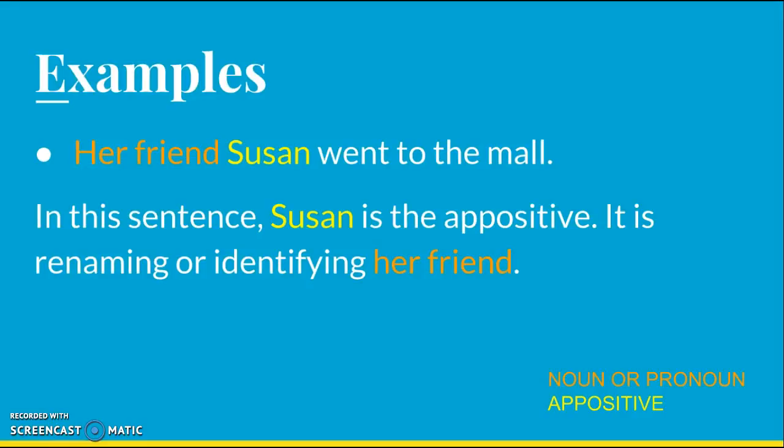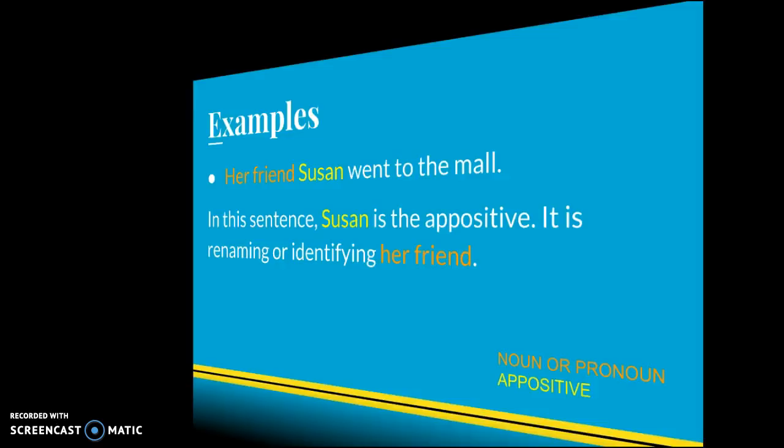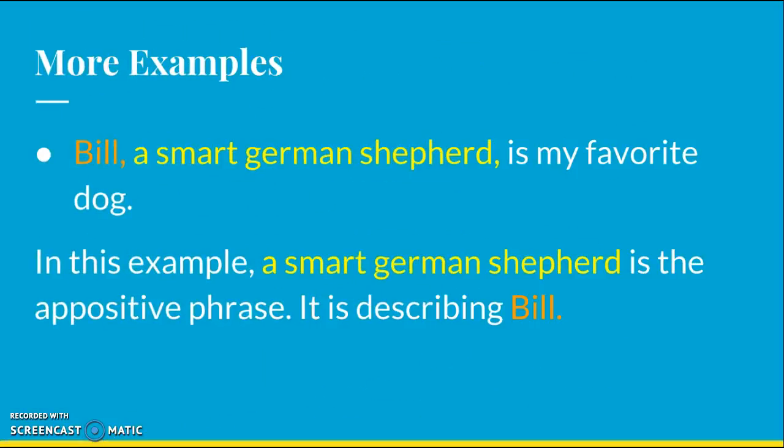So for your FYI, the appositive will be yellow, and then the noun and pronoun will be orange in our slides. So an example of a sentence: her friend Susan went to the mall. Susan is the appositive since it's renaming or identifying her friend. Here's another example. Bill, a smart German Shepherd, is my favorite dog. In this sentence, a smart German Shepherd is the appositive because it's describing the word Bill.